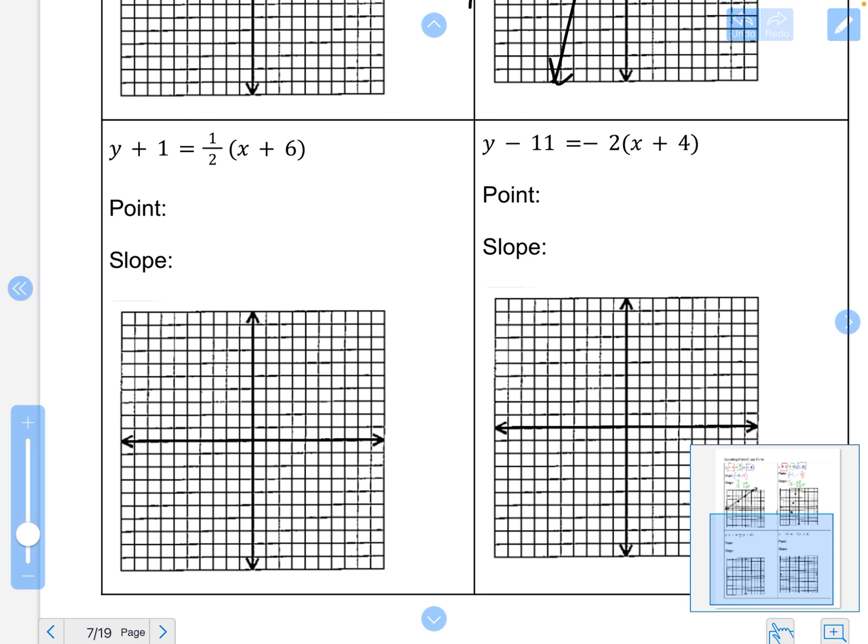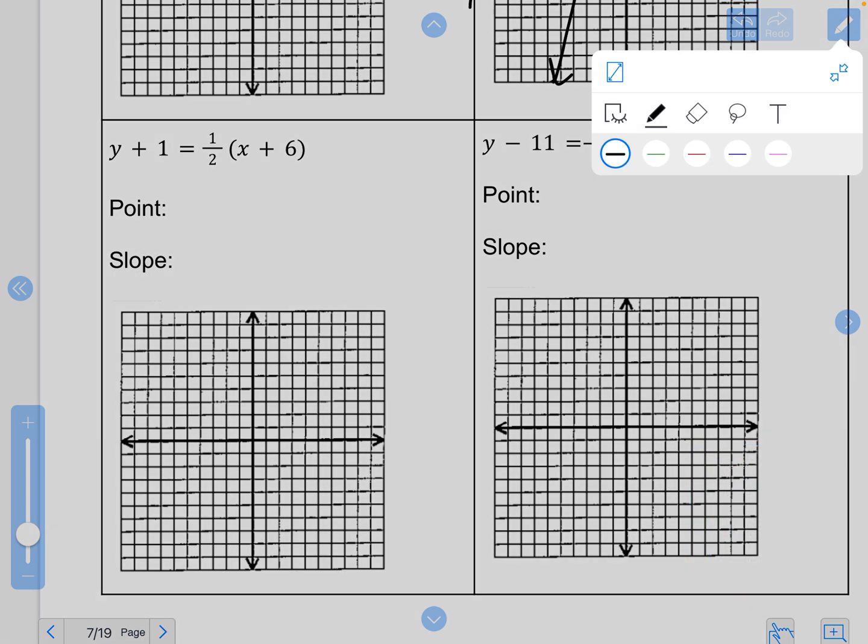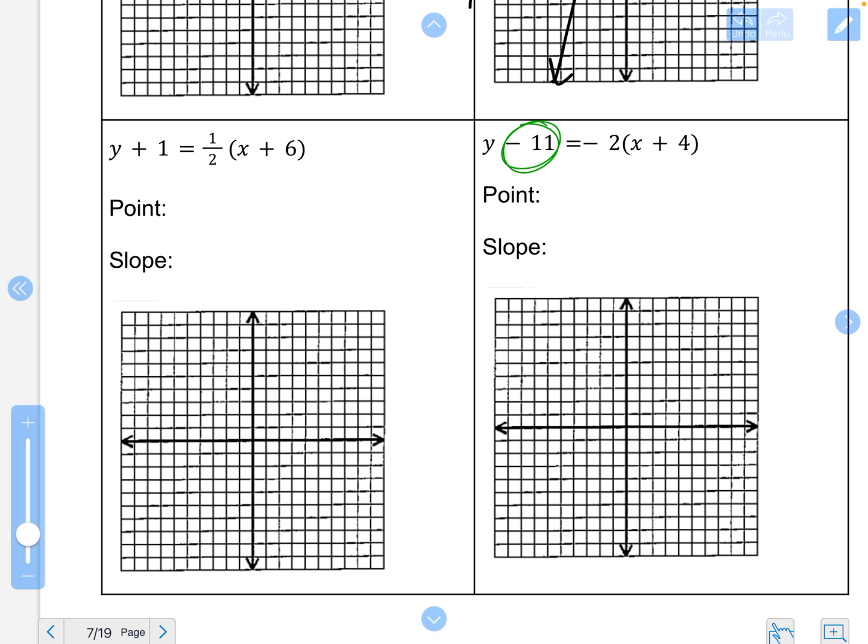All right, what I want you to do is graph these two on your own. Now for this one, I know that 11 is not going to be on our graph. Just do the best you can and put it about right, just about 1 point above. But graph these two on your own and check with the completed class notes.